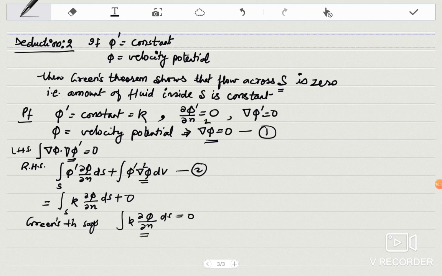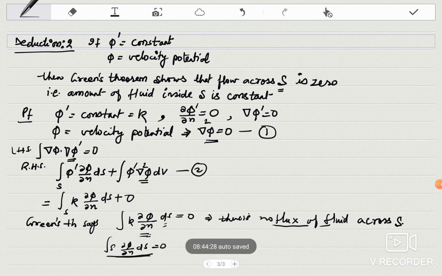Now what is it? This delta phi delta n is representing the velocity along the normal, and if the velocity along the normal together through the surface ds, which is the elementary portion of S, is 0, it simply means there is no flux of fluid across S. And if there is no flux of fluid across S, the amount of fluid inside S will remain constant. If I am saying the flux of fluid, I may multiply it by rho, delta phi delta n ds is equal to 0. This is again representing the same thing.